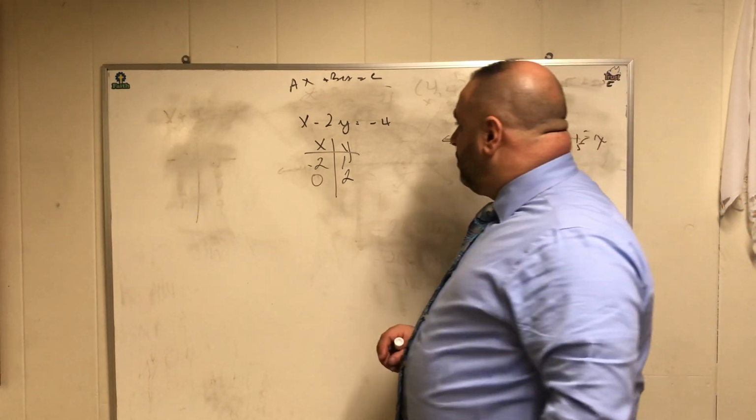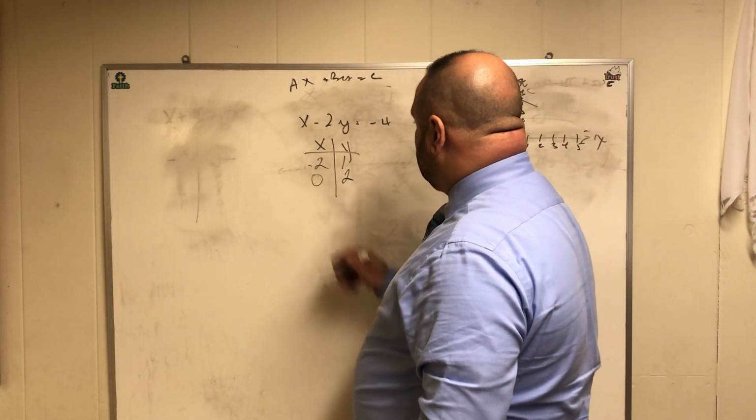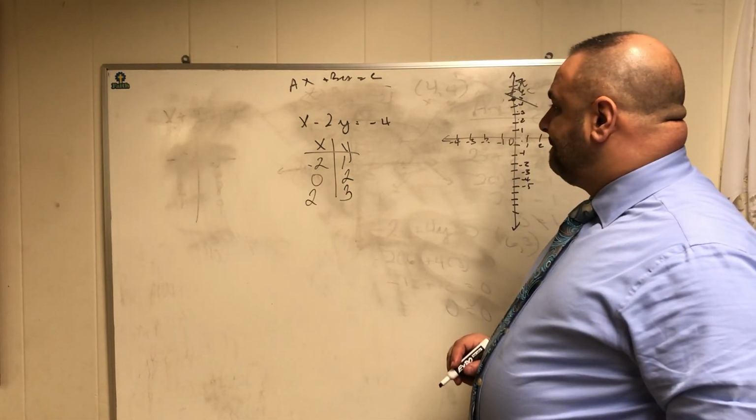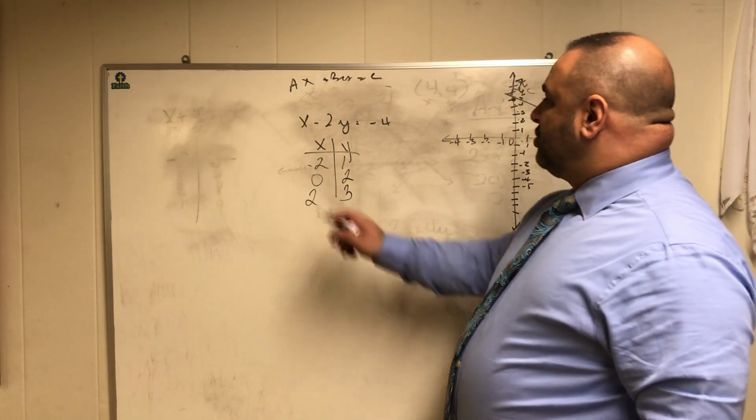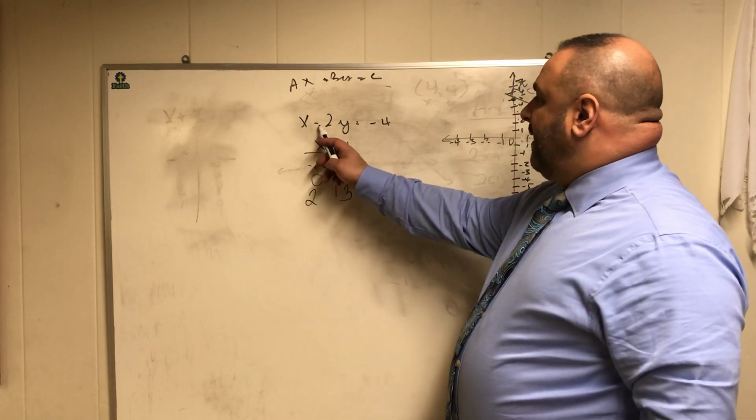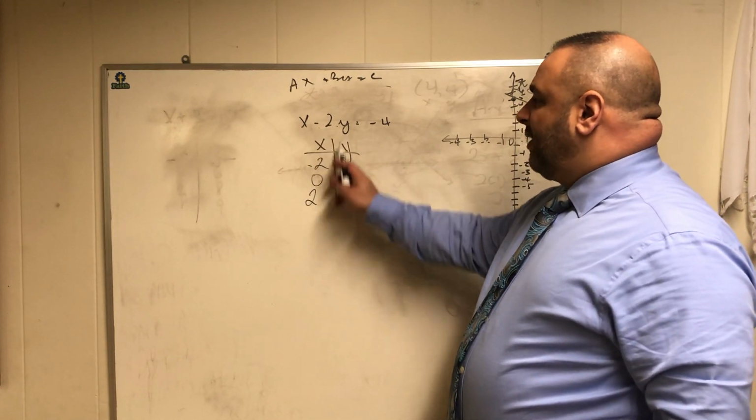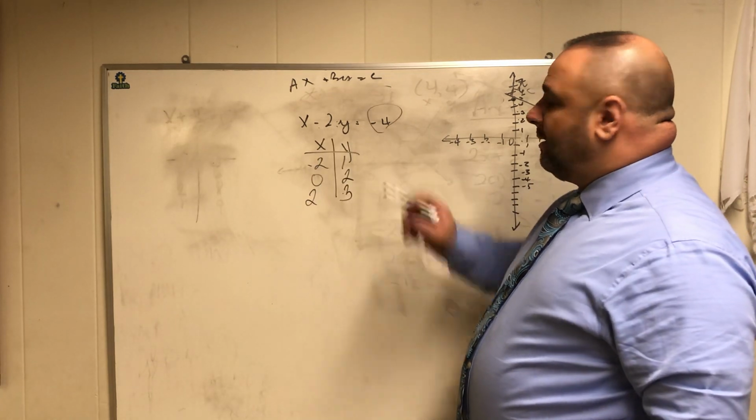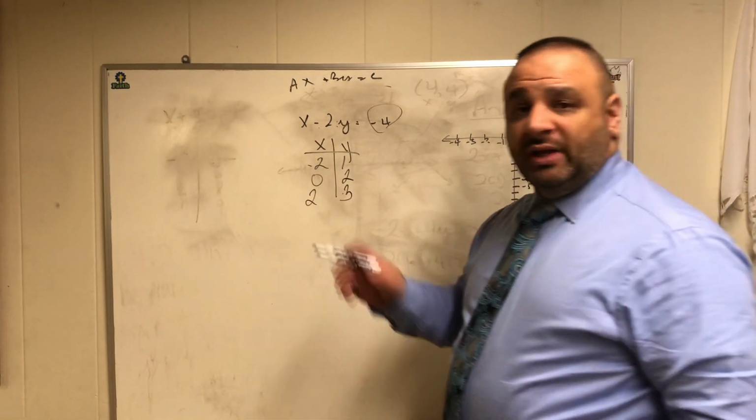All right, let's pick another one here. How about we go 2, 3. So 2, and then obviously -2 times 3 would be -6. So 2 minus 6 equals -4. All right, so now let's graph it.